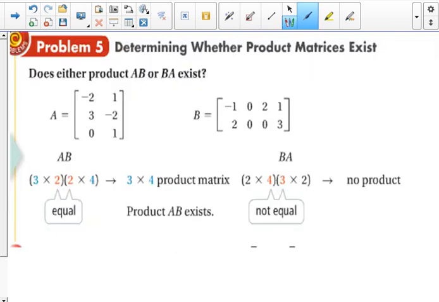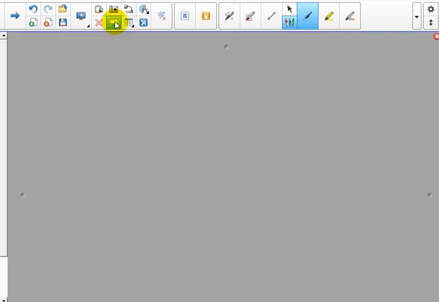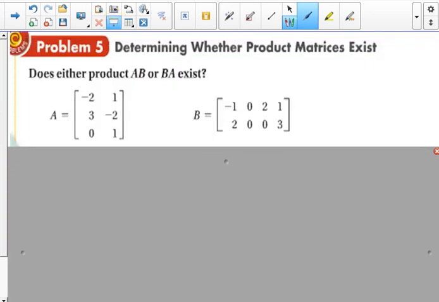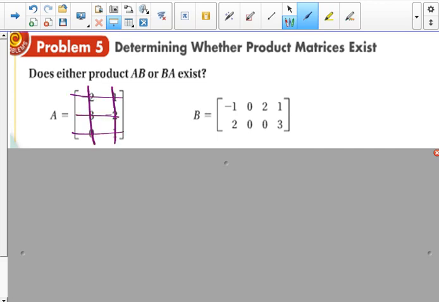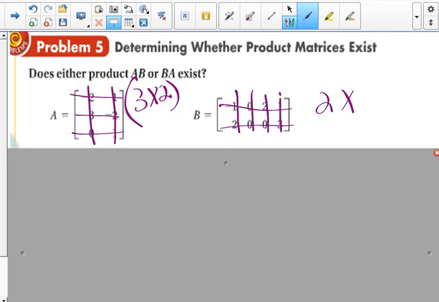So they're showing us here's A, matrix A, and matrix B. So what is matrix A? It's a 3-row, 2-column, so it's a 3 by 2. And matrix B is a 2 by 1, 2, 3, 4. So they want to know, does the product of A times B or B times A exist? So it's a two-part answer. Does A times B exist?